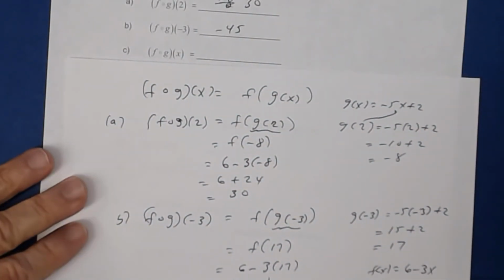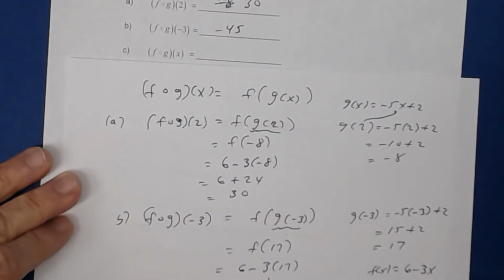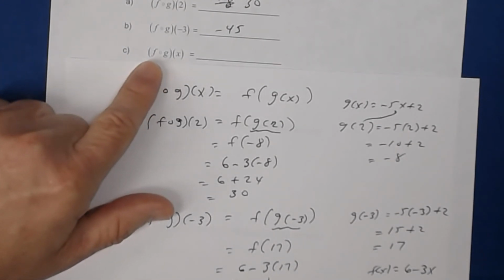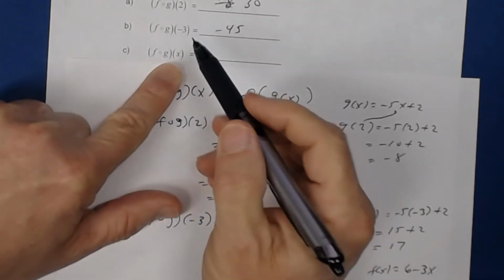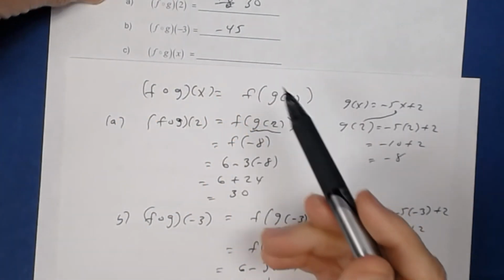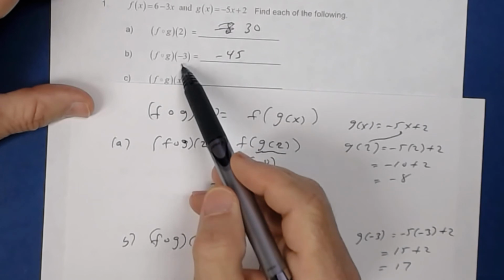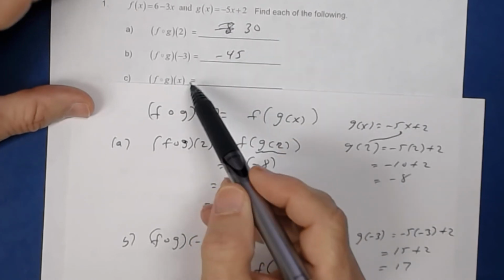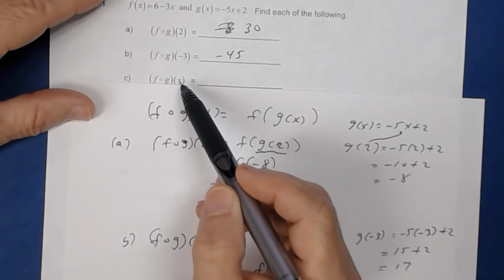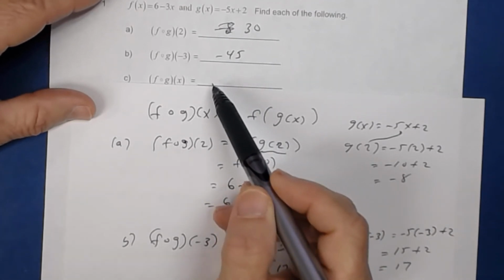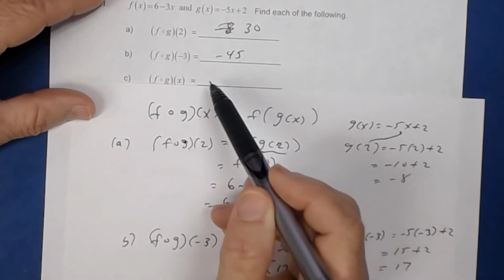All right, 1c. In 1c, you want to compose. This time, you see how I was composing two functions together at numerical values? I ended up with a numerical value. Here, that's not a numerical value, that's the variable x. Just like you did in previous lessons with combinations, you're going to get a variable expression.